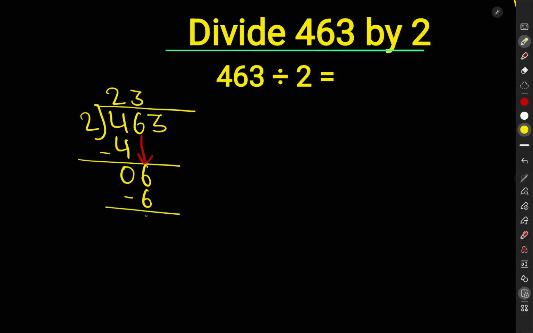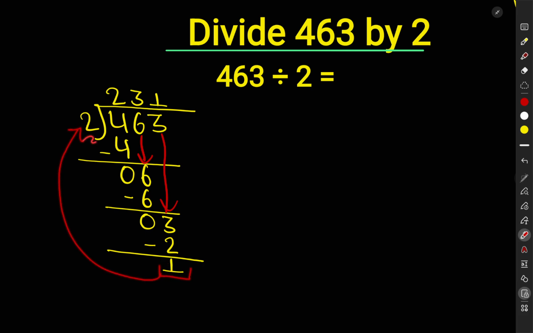On subtracting, it is 0. Again we put down this 3 and 2 times 1 is 2. On subtracting, it is 1. So now this 1 is less than 2 and there is no other number beside.